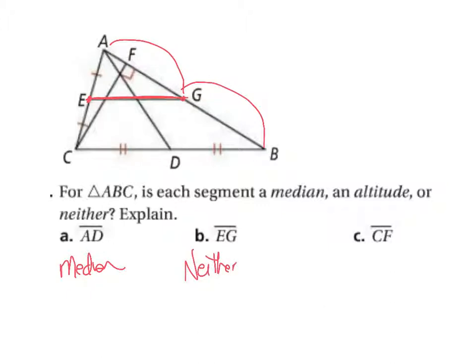The last one then is CF, and for CF, it does come out of the vertex, so it has one of our new relations, but it comes down here and it's perpendicular. All right, that's an altitude. Out of the vertex perpendicular to the other side.